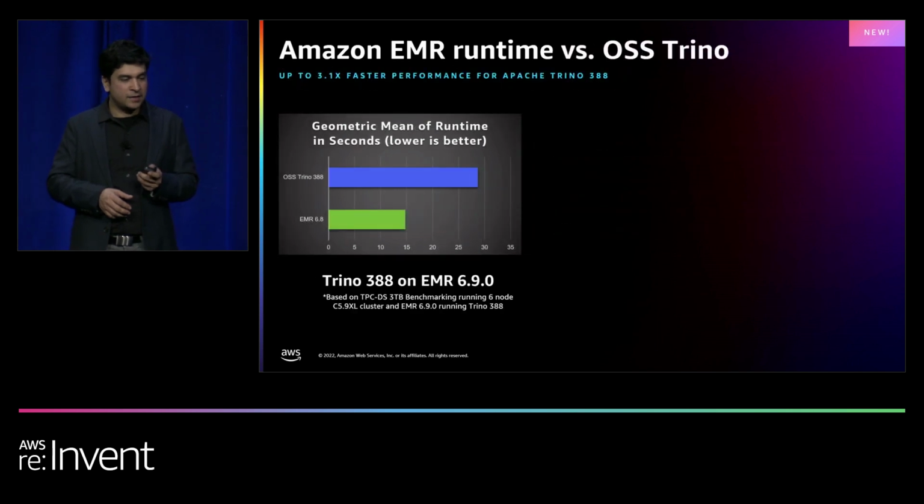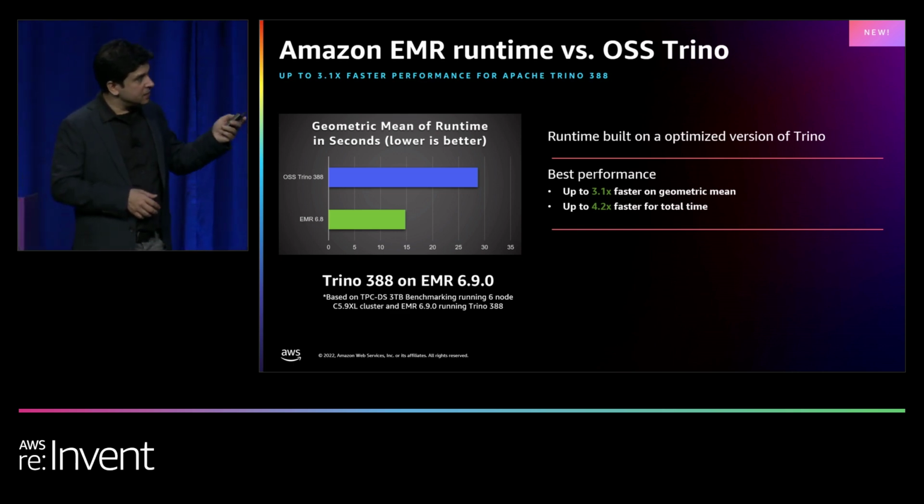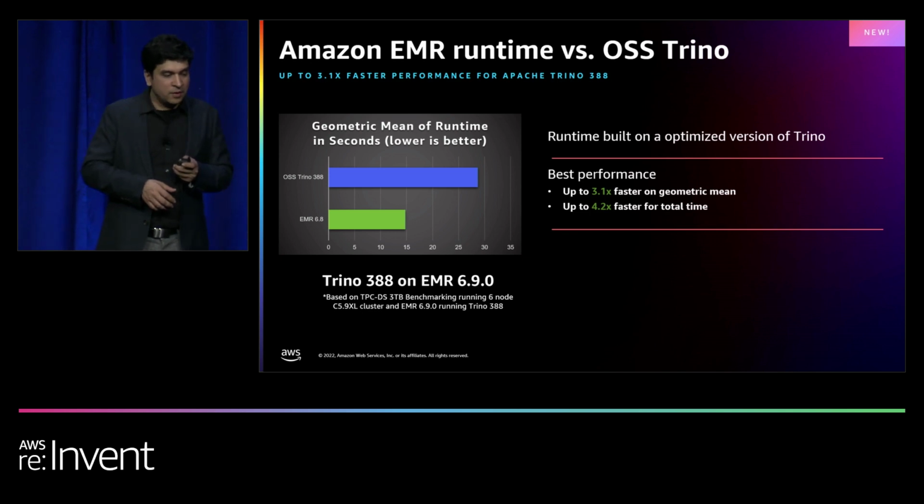Now let's look at open source Trino compared with the EMR runtime. This is the same benchmark done with Trino 388 on EMR 6.9 compared with open source Trino. It's up to 3.1x faster on GeoMean and 4.2x faster for the total time of the benchmark.